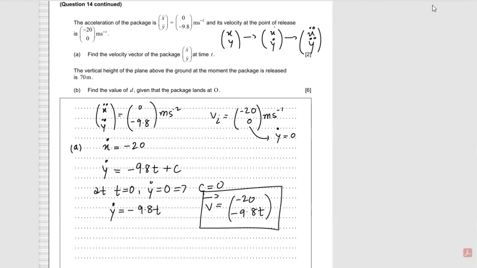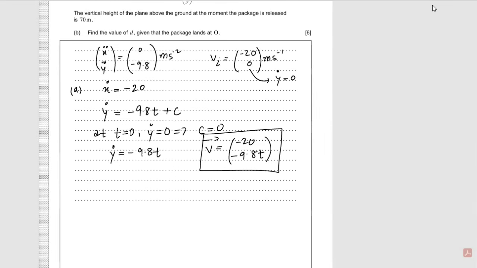There we go. All right, so the vertical height of the plane above the ground at the moment the package is released is 70 meters. So we know that initially the vertical height is given as 70 meters. For part B: find the value of D given that the package lands at O.